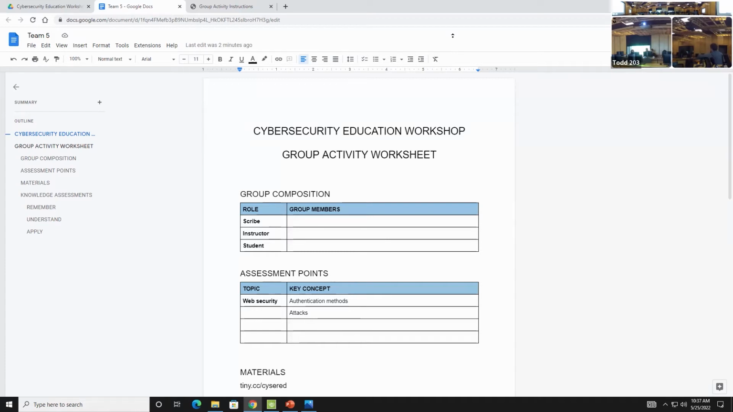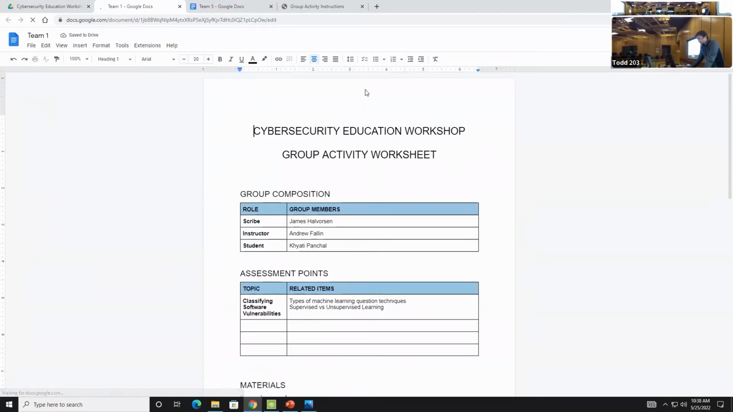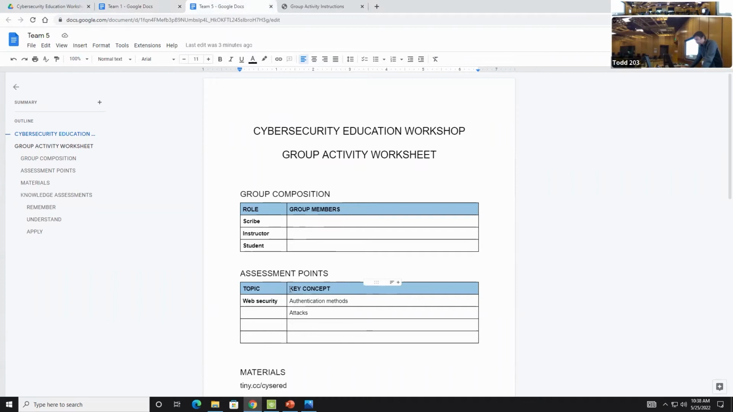I think on the team document, you updated key concepts to related items or something. Well, there's some training data. One thing that I asked about was topic and related items, right? Oh, that's what that is. All related items, yeah.